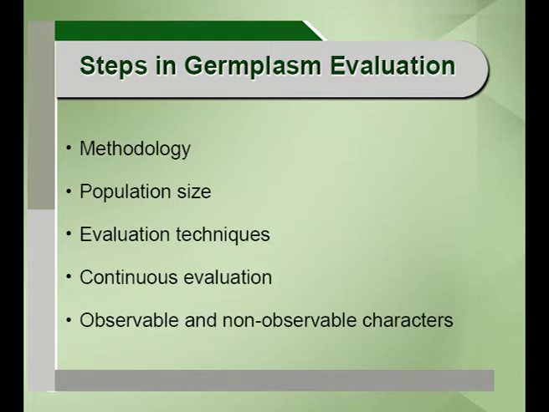So a lot of issues are there as far as germplasm evaluation is concerned. The methodology is very complex, but we still need to take it into account very carefully. The population size is a very important thing, because the population size has to be quite large, the sample size should be more. In that case, the problems of mutation and contamination will be reduced. In the case of cross-pollinated crops, the size will naturally be very high.